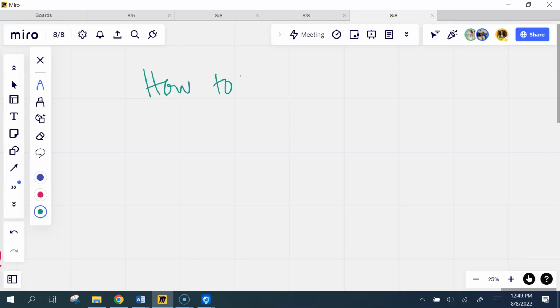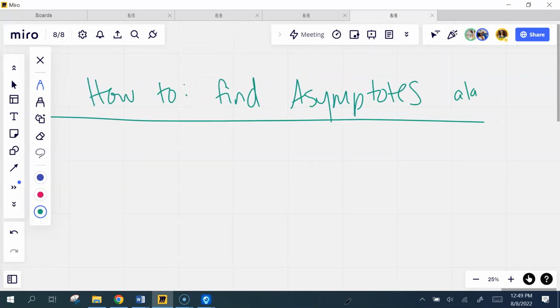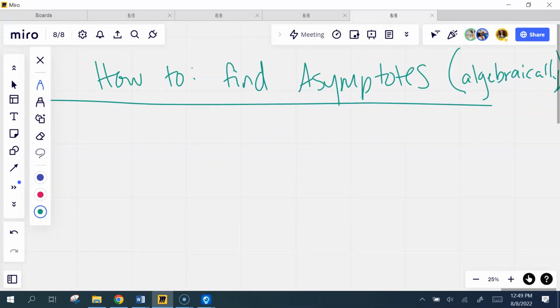How to find asymptotes algebraically. Which one do you want to do first, horizontal or vertical? Okay, thank you. I feel like we might have touched on this last year. Maybe we didn't. We're supposed to get to it in Algebra 2. If we didn't, I apologize. We'll get to it now.